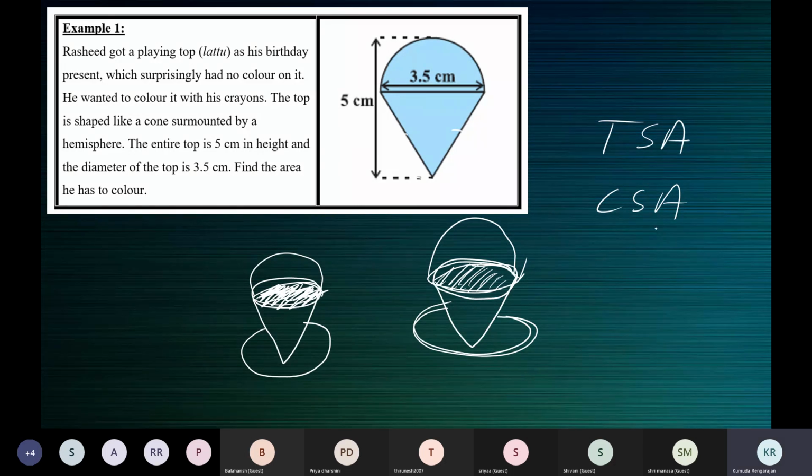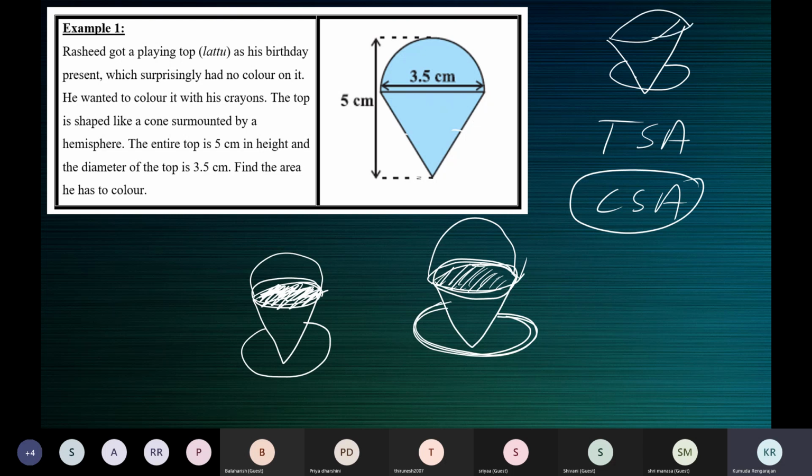If it is curved surface area, it's only this portion which can be painted. If you say the total surface area can be painted, that means you're saying you can paint the CSA and the circle on the top. Now tell me, can you paint the circle on the top? No, ma'am, because it's not visible. So what area of the cone can you paint? Only the CSA, because only that is visible.